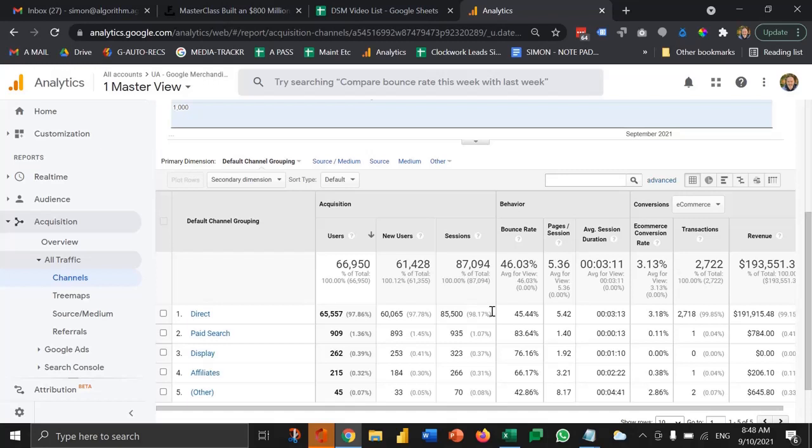And that is the basic Google Analytics metrics explained.